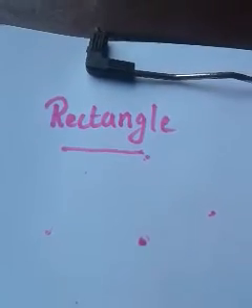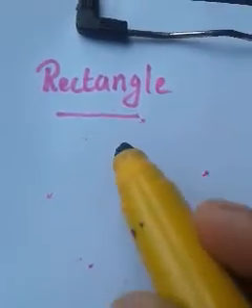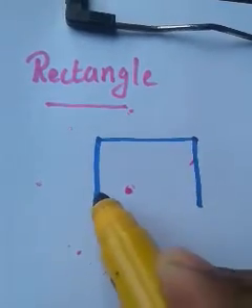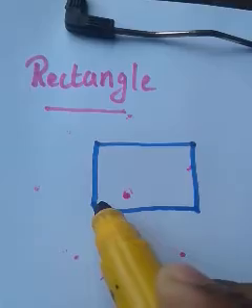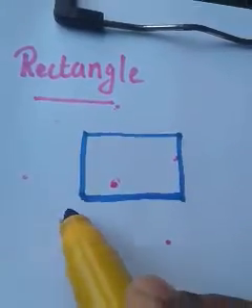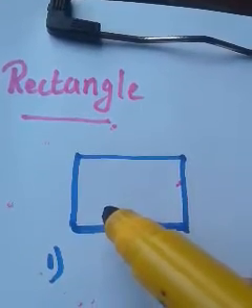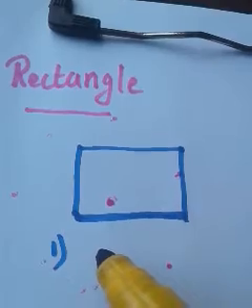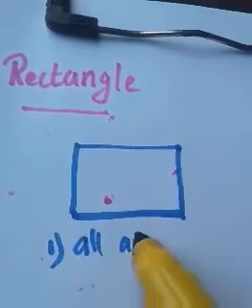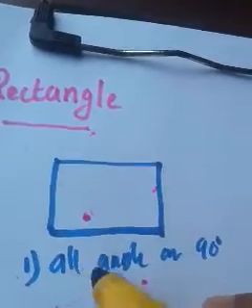So rectangle. We are going to start the discussion of rectangle right now, and this is the shape of a rectangle. And you know that the Malayalam word for rectangle is chaduram. And what is the speciality of rectangle? First speciality is, you can write the speciality: all angles are 90 degree. All angles are 90 degree.